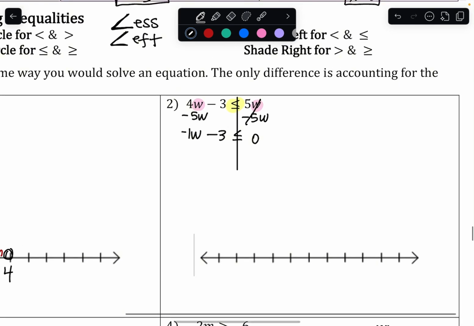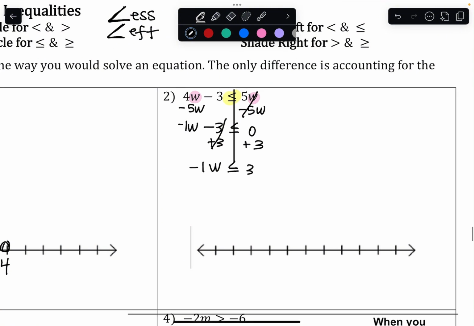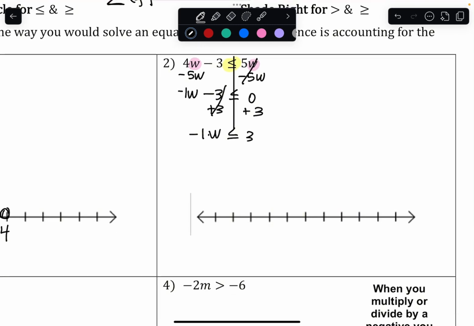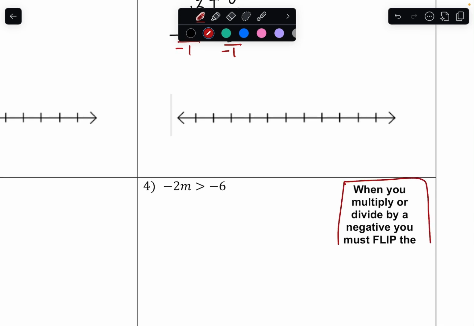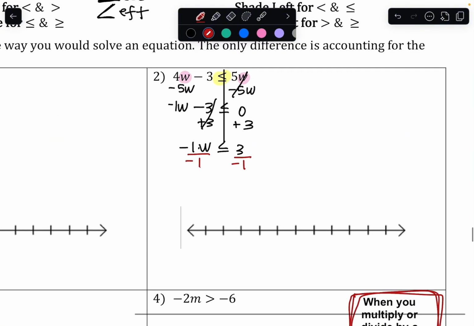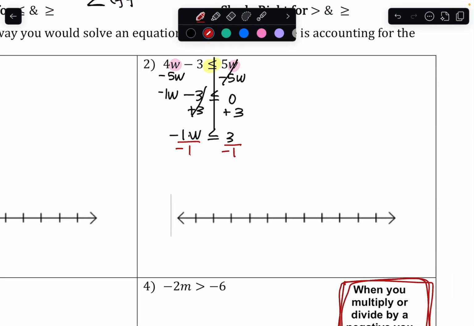Okay, next we are going to add 3. Take care of the number that's not attached. And then lastly, we have to divide by negative 1. And whenever you divide an inequality by a negative, or when you multiply by a negative, you have to flip the inequality. Okay, and so because I'm dividing by a negative, I have to flip my inequality. 3 divided by negative 1 is negative 3.